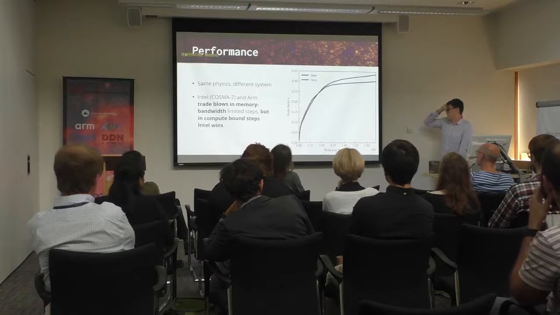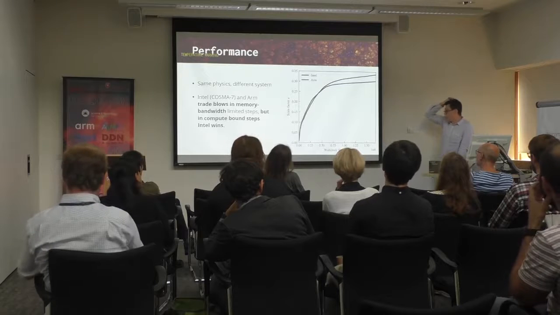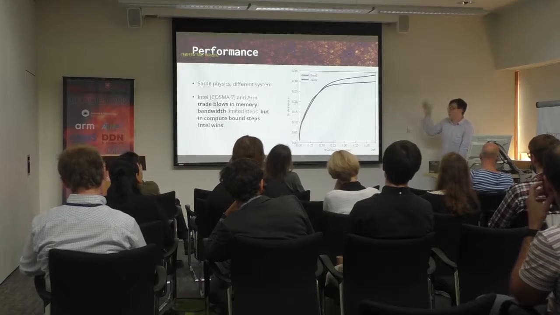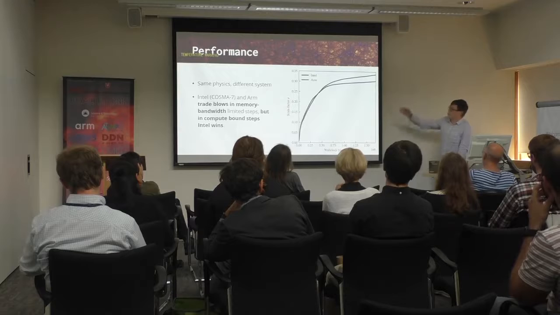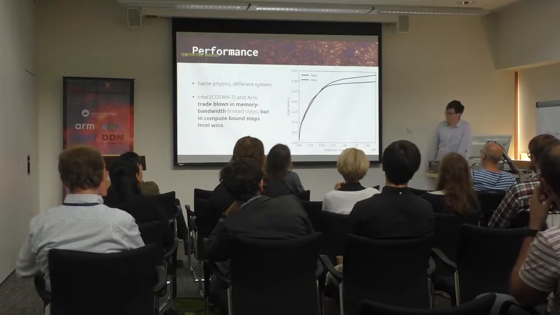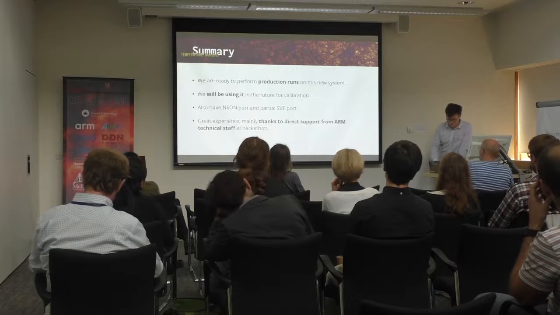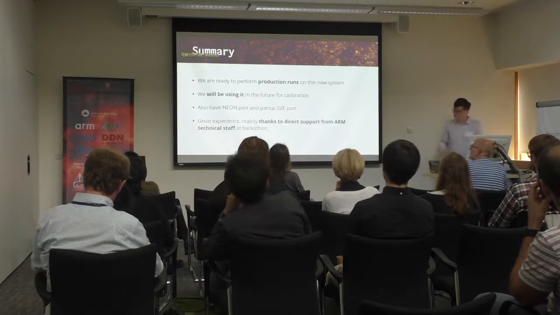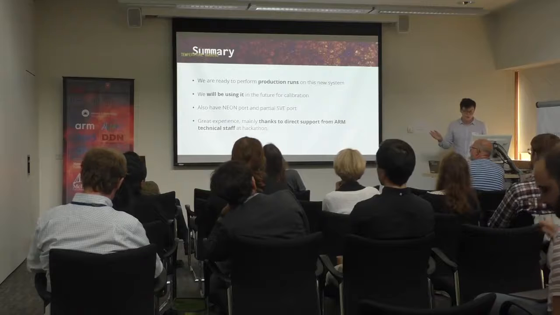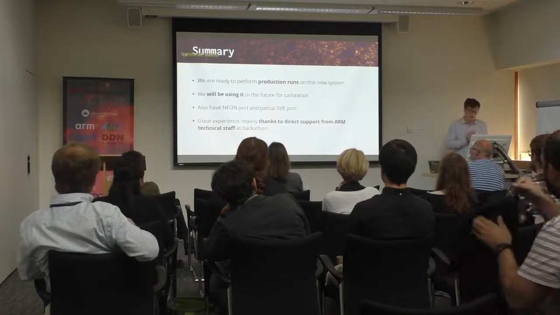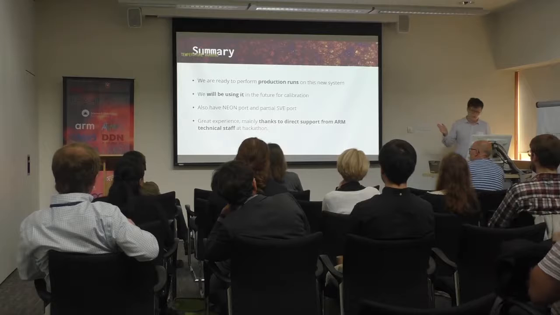And so, I mean, we probably want to do some more performance profiling because in this state, we can definitely use it for production runs, but surely we should be able to get these to converge a little bit better. And that's probably just something to do with tweaking something specifically for this system. Okay, so in summary, we're ready to run production runs on this new system after 6 days of effort in total, so we're very happy with that. And we will be using it in the future for calibration.